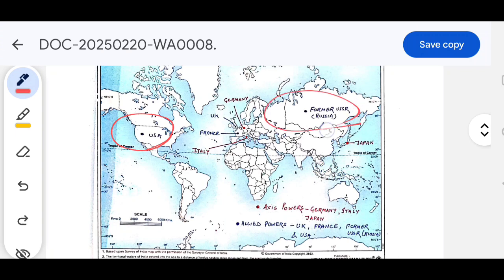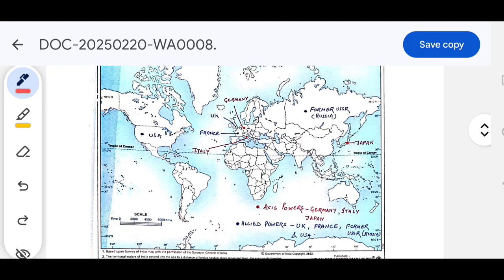Then former USSR, we know that in 1922 Russian Empire became USSR. Now it is still Russia, so we say it former USSR. Then we have France again. France we know already. Then England is now known as UK. So these places we have to remember as the Allied power in Second World War. With this, we have finished our history map book.